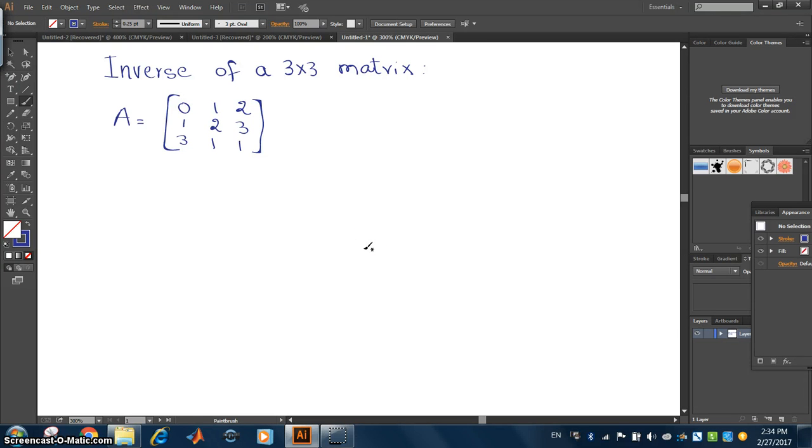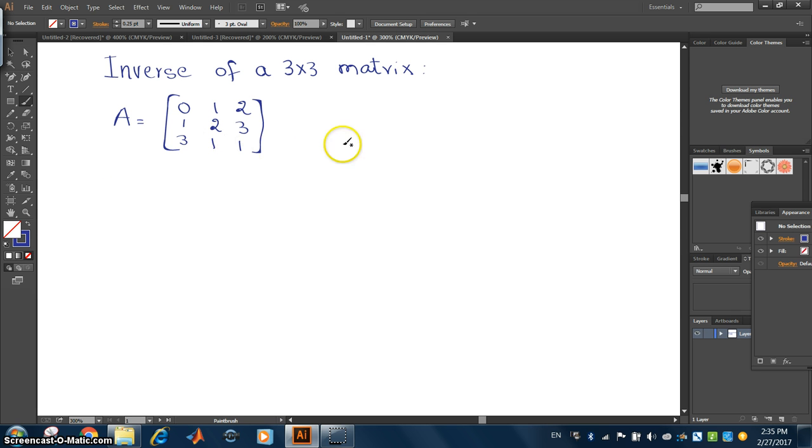Inverse of a 3 by 3 matrix. A is given, this is a 3 by 3 matrix. We have to find the inverse of A. We can find the inverse of A only if A is a non-singular matrix, that means the determinant of A is not equal to 0.